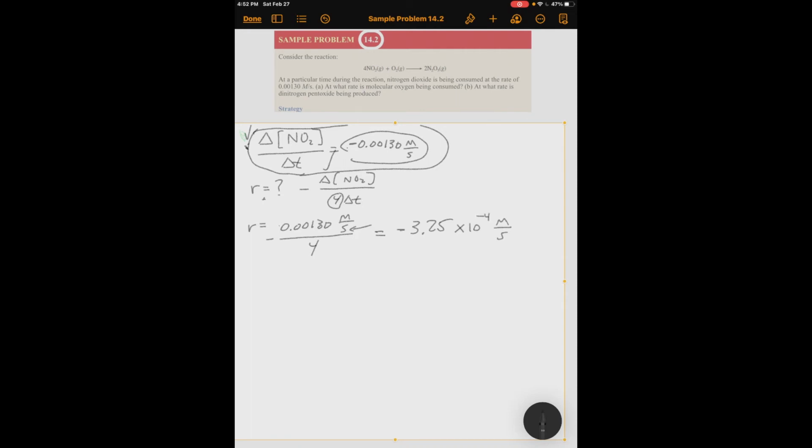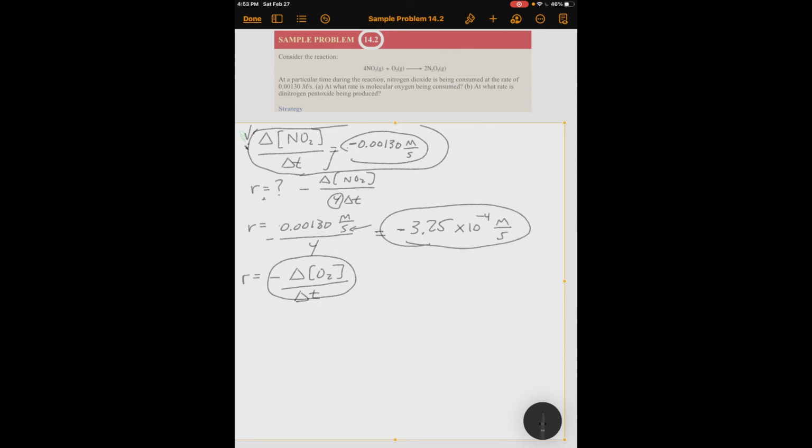Okay? So that's the rate. Now that's not what's being asked, but I'm going to do that as the first step because I can now figure out how oxygen and how dinitrogen pentoxide are related to the rate. You see, the rate is also equal to the negative change in the concentration of O2 divided by delta T. So that means this right here is equal to the rate. I already figured out what the rate is right there.